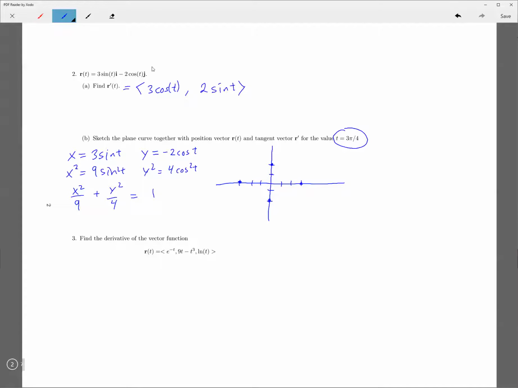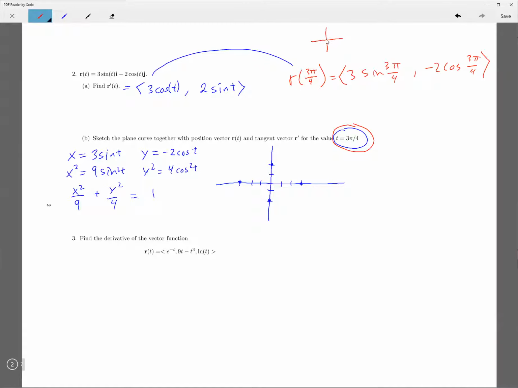So for this value right here, let's go ahead and calculate for that value. We're going to put 3 pi over 4 in. So that's going to be 3 sine of 3 pi over 4, and then -2 cosine of 3 pi over 4. Okay, so 3 pi over 4 is right here. And that's 1, that's -1.